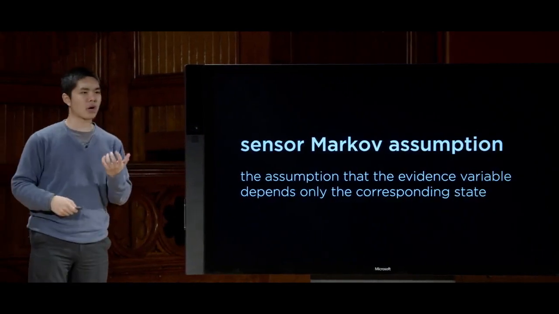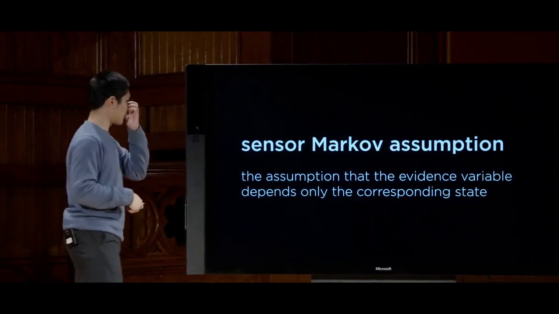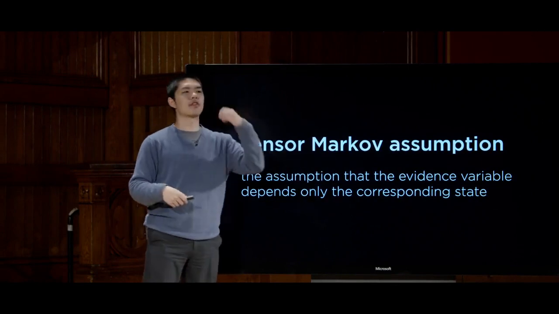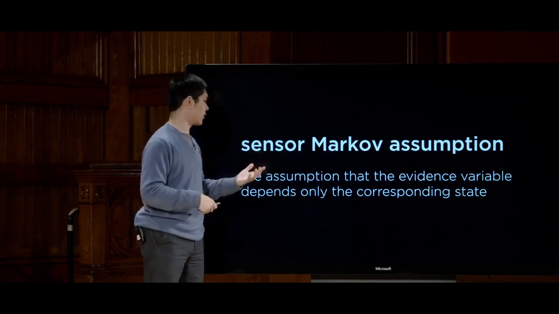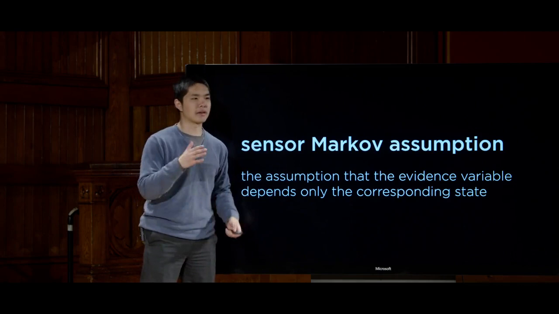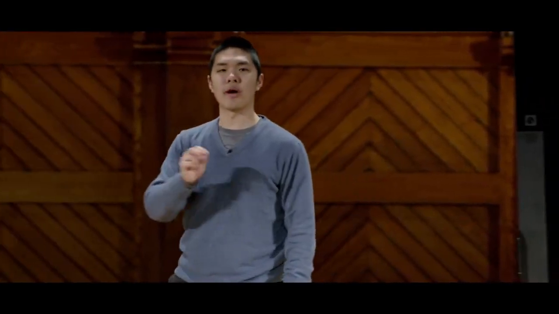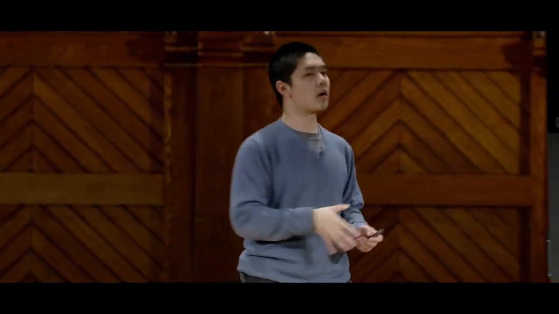And the sensor Markov assumption that we're going to use is this assumption that the evidence variable, the thing we observe, the emission that gets produced, depends only on the corresponding state, meaning I can predict whether or not people will bring umbrellas or not, entirely dependent just on whether it is sunny or rainy today. Of course, again, this assumption might not hold in practice. In practice, whether or not people bring umbrellas might depend not just on today's weather, but also on yesterday's weather and the day before.